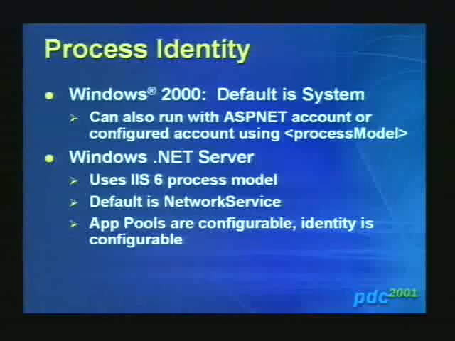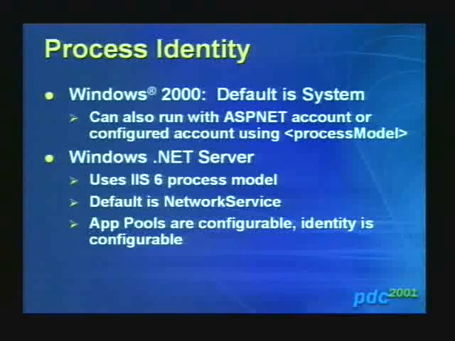On Windows.NET Server, IIS has a new process model that lets you basically run different applications in different process pools and select the identity used for each process pool. The default identity of all of these process pools is an account called Network Service. Network Service is a very weak account. It starts out being very secure, doesn't have very many privileges, and so it's a very reasonable way to start running applications.